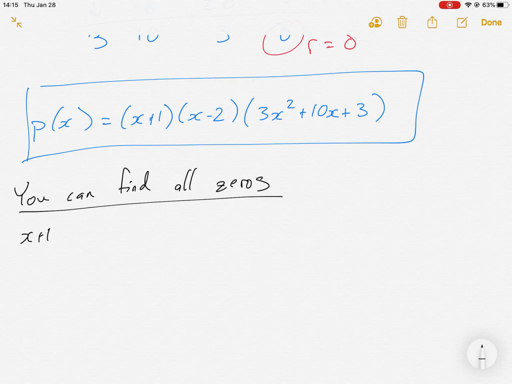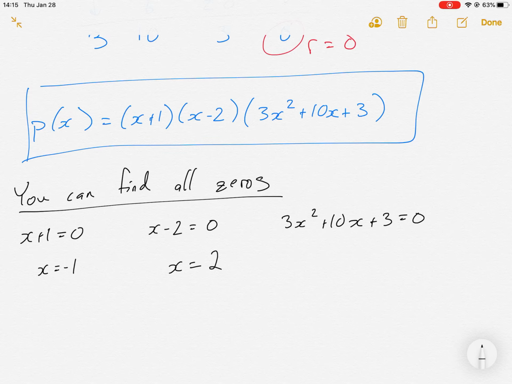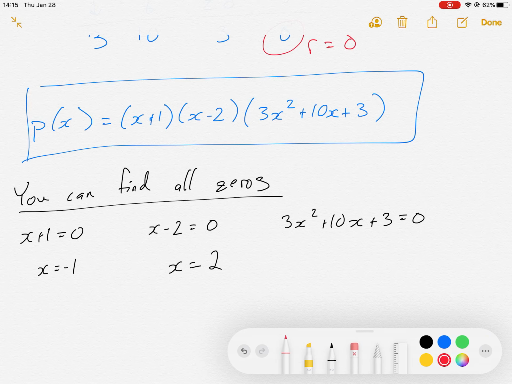So let's take a look here. x plus 1 equals 0 tells me that one of those zeros is negative 1. x minus 2 equals 0 tells me that another one of those zeros is x equals 2. And then I have to solve 3x squared plus 10x plus 3 equals 0. You can always solve a quadratic. Whether you have to use the quadratic formula or factor, you can always solve this.